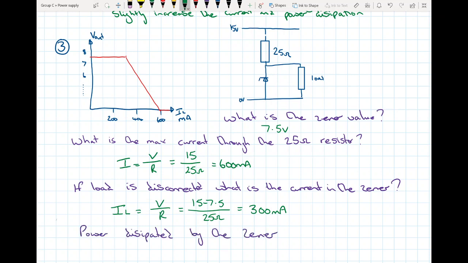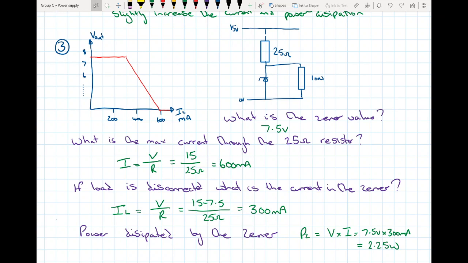So what's the power dissipated by the Zener diode? Voltage times current. We know that we're going to have 7.5 volts across it, and we've got 300 milliamps going through it. So we need a Zener diode rated for a reasonable value of 2.25 watts.